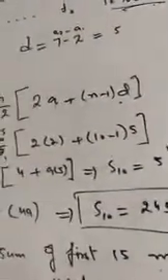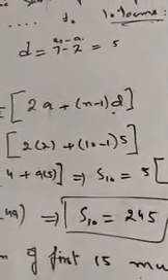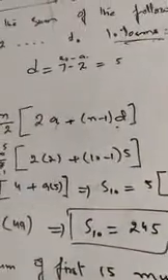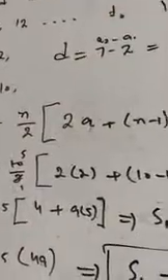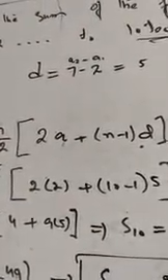This is very easy. This is a very easy method. If you have the first term, the common difference, and the number of terms, then by this formula, by this method, you can easily find the sum of the terms.